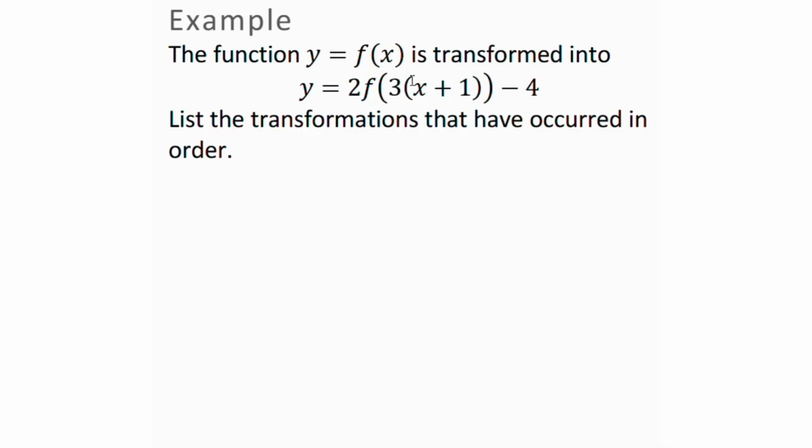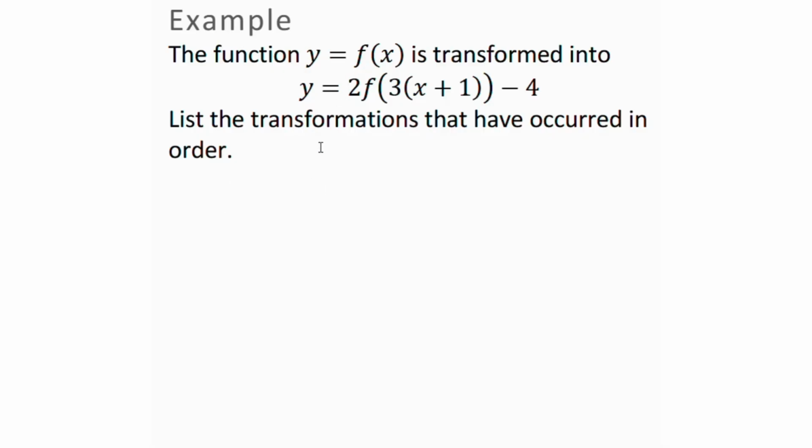The function y equals f of x is transformed into y equals 2f of 3x plus 1 minus 4. List the transformations that have occurred in order. So first of all, let's just start listing the transformations and then we'll focus on ordering them.